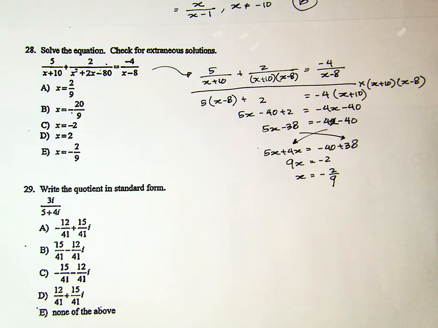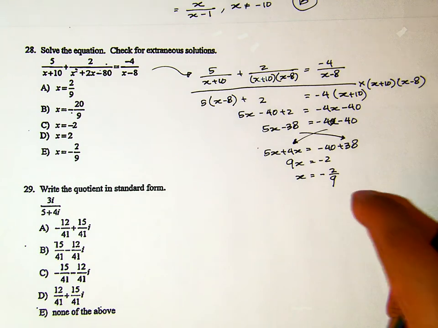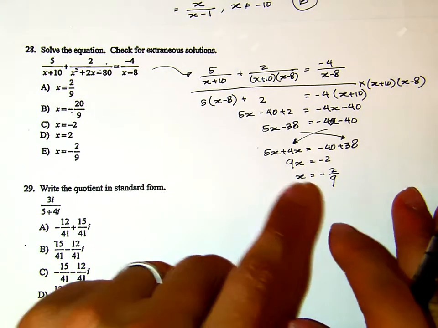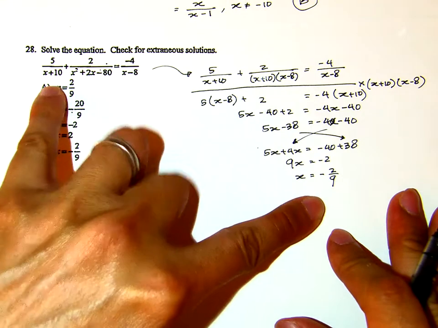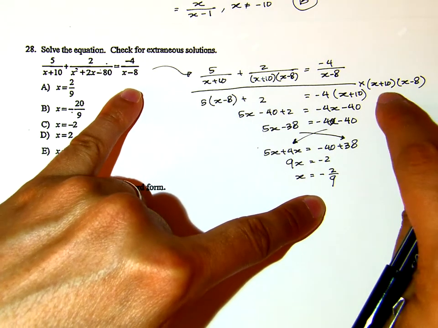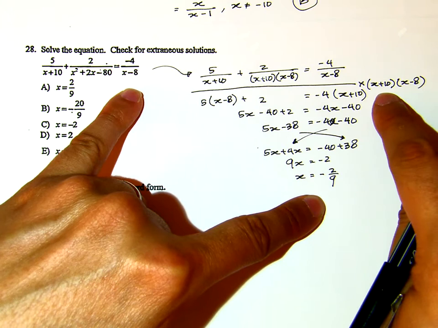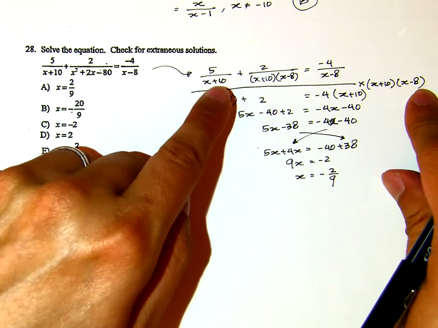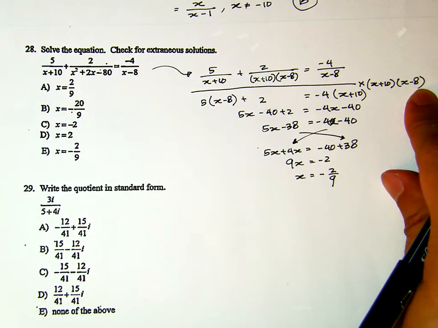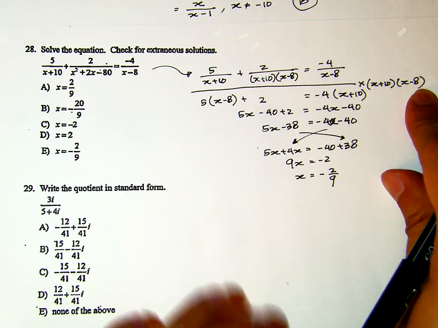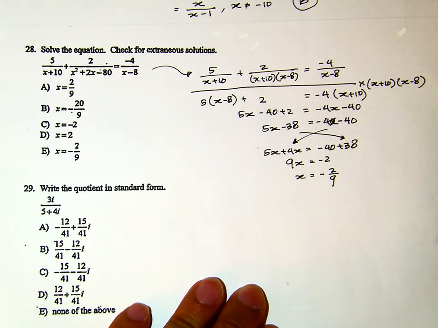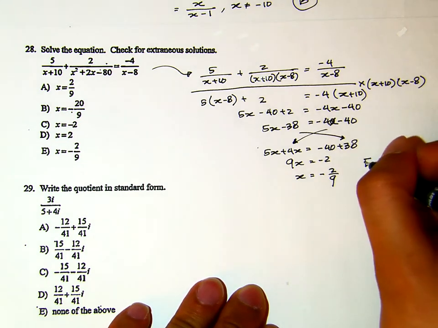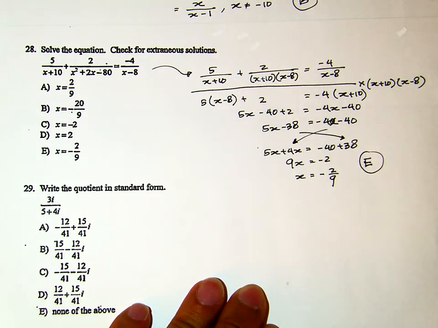Now, however, before I go on, we see that's the answer, but one thing you need to check: you need to check against the domain of the equation. You need to make sure that x is not equal to negative 10 and x is not equal to 8, because otherwise you will have the denominator equal to 0. But for now we can see that we are okay, and therefore the final answer is E. Okay. Now number 29.